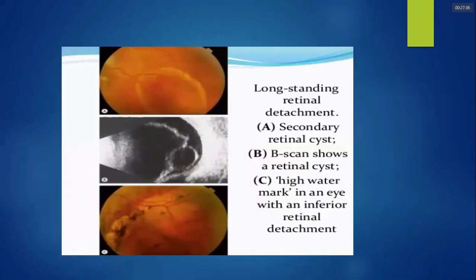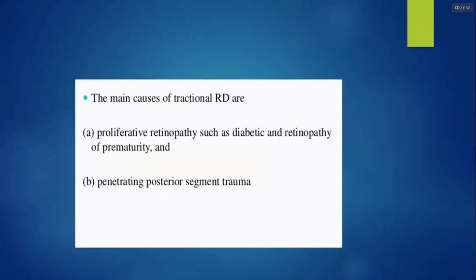In long-standing RD, you can see gradual cyst formation over here, which is seen with this hyperechoic shadow in the B scan, and some pigmentary changes. Now coming to the tractional retinal detachment, which is caused by diabetic retinopathy, retinopathy of prematurity, and penetrating posterior segment trauma. These are the main causes of tractional retinal detachment. You have to remember these 3 causes in your mind.